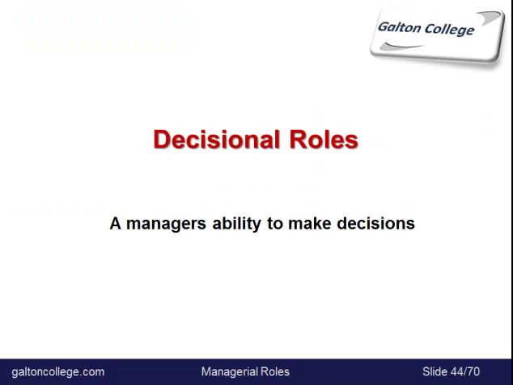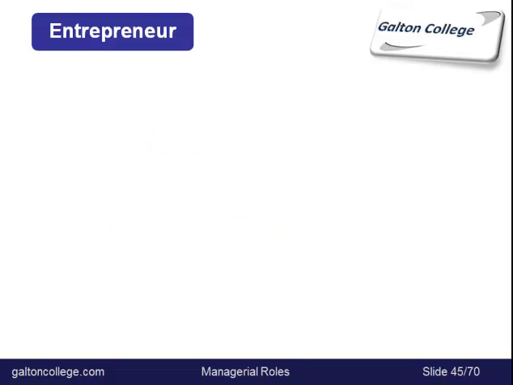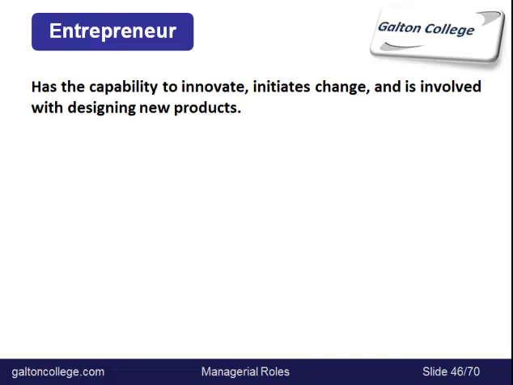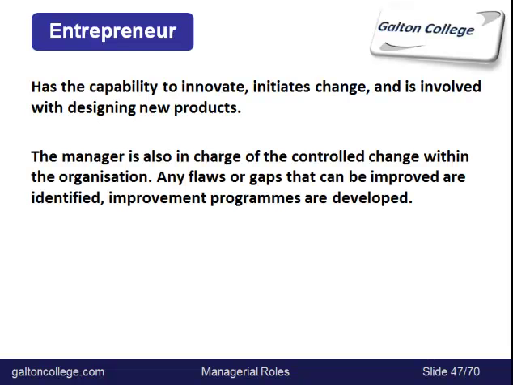Now let's move to the decisional roles, the manager's ability to make decisions. Well, the manager may double up as an entrepreneur. It may have the capacity to innovate and initiate change, and is involved with designing new products. Now, this may be a function of the management, it may not be, it may be a part of a separate function, but the manager would still have the right to intervene and make recommendations and suggestions. So to that end, the manager could also be seen as an entrepreneur.